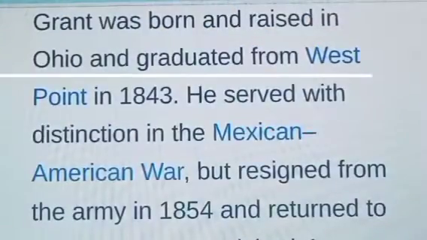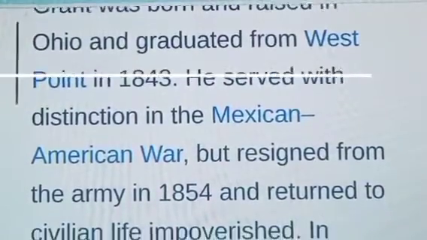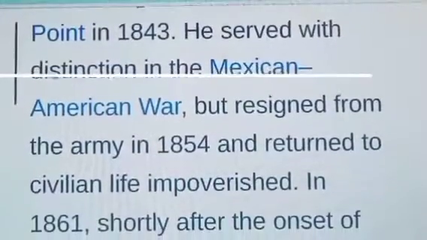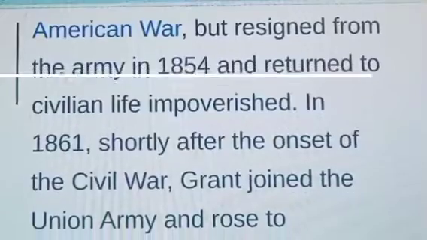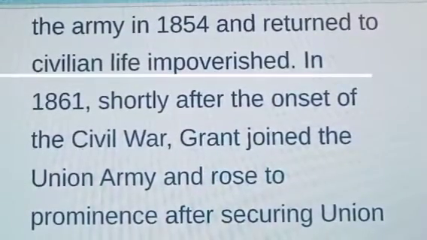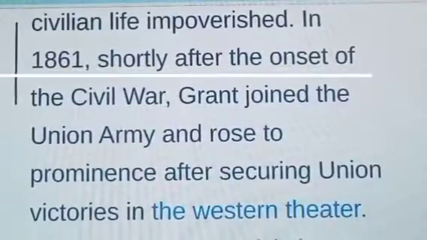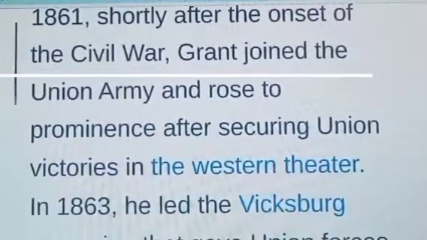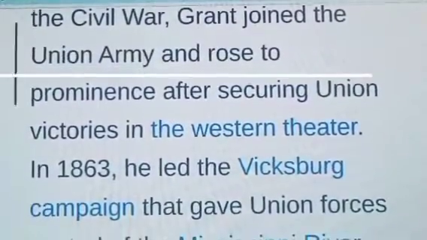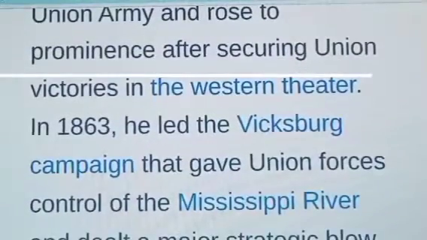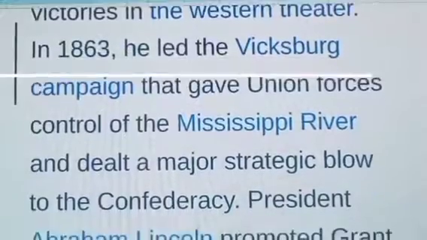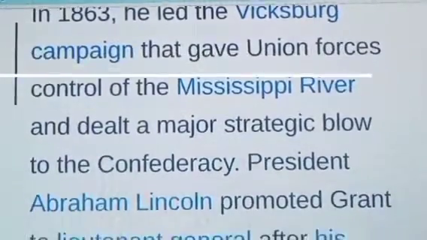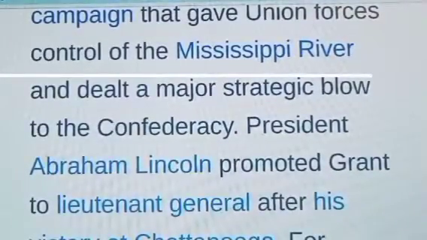Grant was born and raised in Ohio and graduated from West Point in 1843. He served with distinction in the Mexican-American War, but resigned from the Army in 1854 and returned to civilian life impoverished. In 1861, shortly after the onset of the Civil War, Grant joined the Union Army and rose to prominence after securing Union victories in the Western Theater. In 1863, he led the Vicksburg Campaign that gave the Union forces control of the Mississippi River and dealt a major strategic blow to the Confederacy.